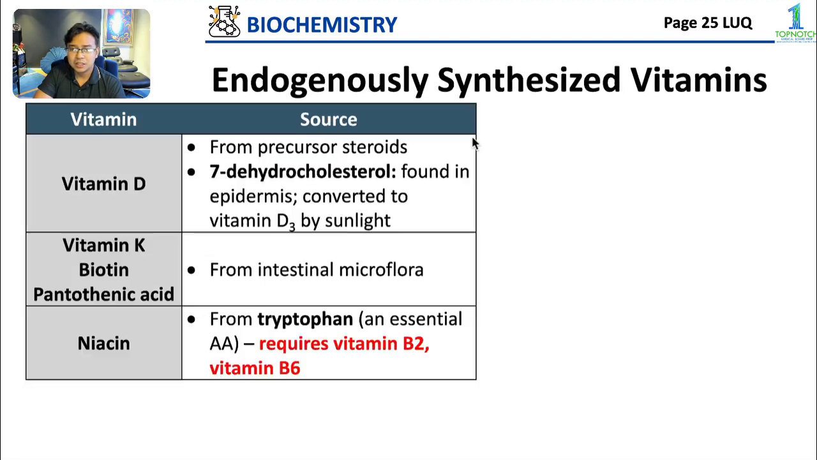Okay? Now, we have some vitamins synthesized by the body itself. Vitamin D can be made from precursor steroids, mainly from 7-dehydrocholesterol. Vitamin K, biotin, and pantothenic acid can be made by the intestinal microflora, and niacin can be derived from tryptophan, an essential amino acid. But this requires vitamin B2 and B6, so it is not preferred. It's better to get it from the diet.